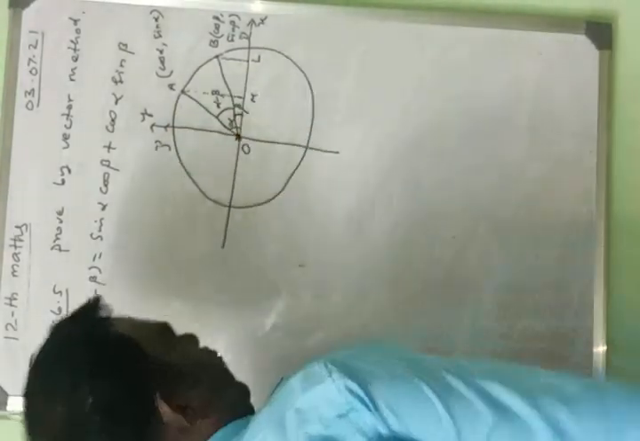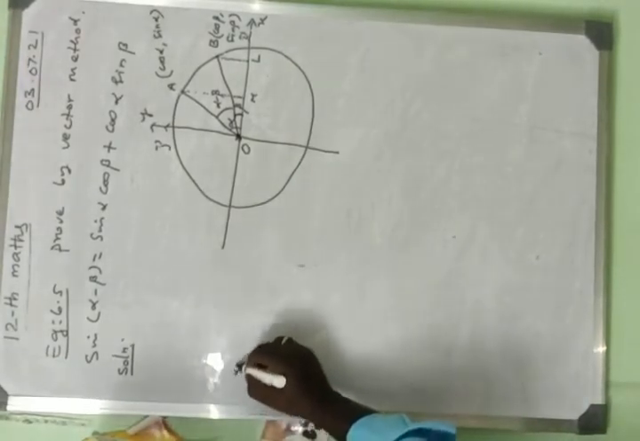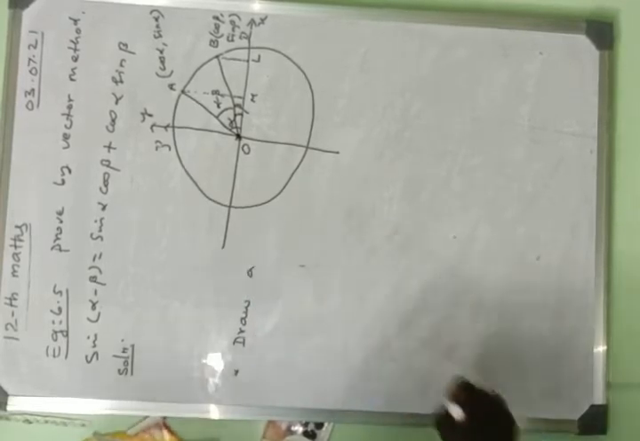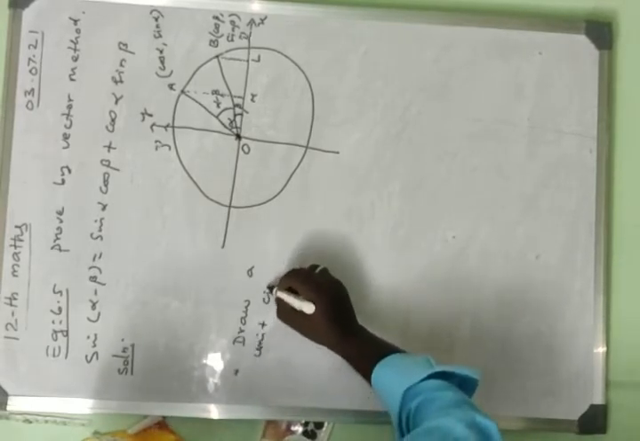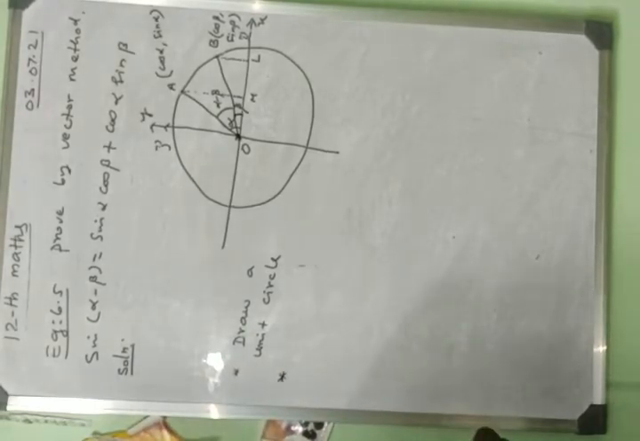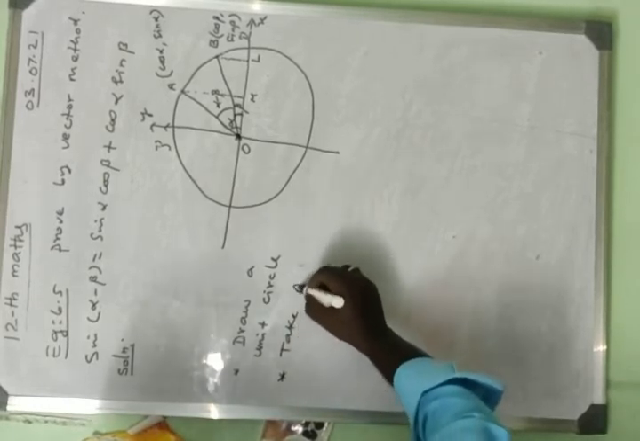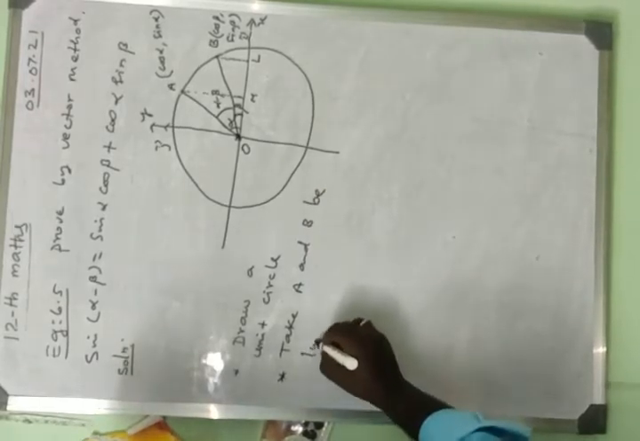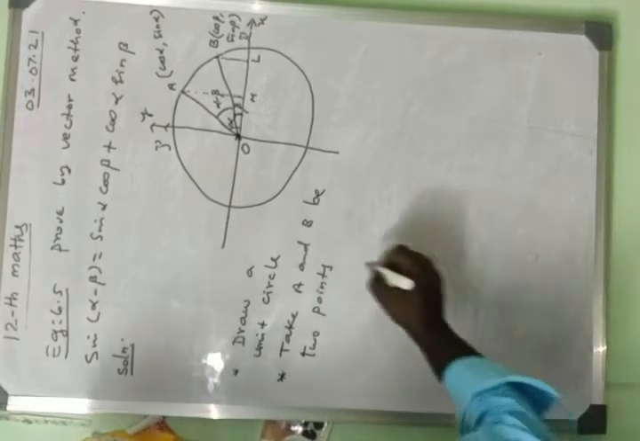Okay, so the diagram is over. Is that okay? Next, what is the first point? First draw a unit circle. What is the second point? Take A and B, 2 points on the circle.